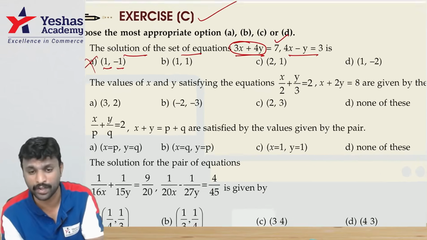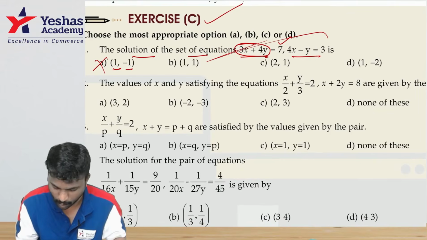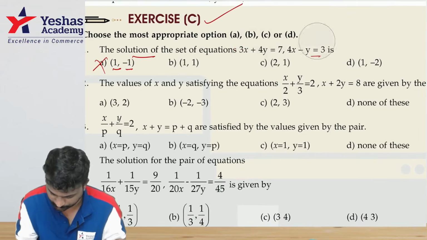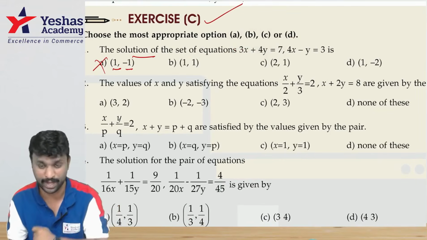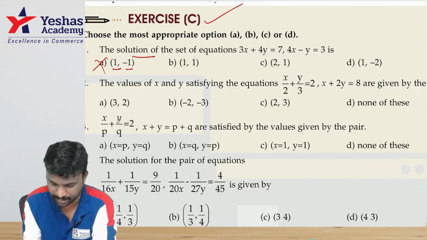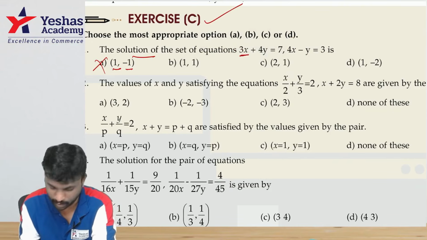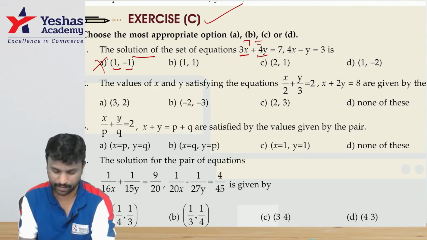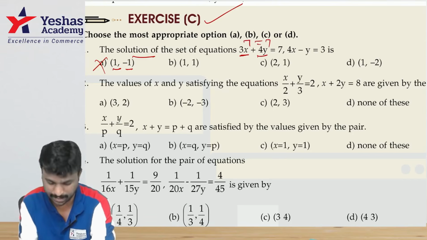Would you check for the second equation? No. So let's take option B now. If I take option B, that is 1 and 1. The x value is 1. The y value is also 1. What happens? 3 into 1 is 3. 4 into 1 is 4. 3 plus 4 is 7. And 7 equals 7. The first equation is satisfied.